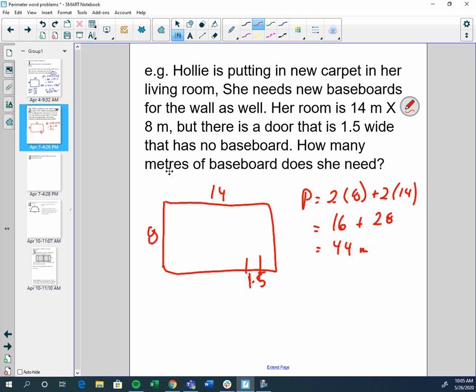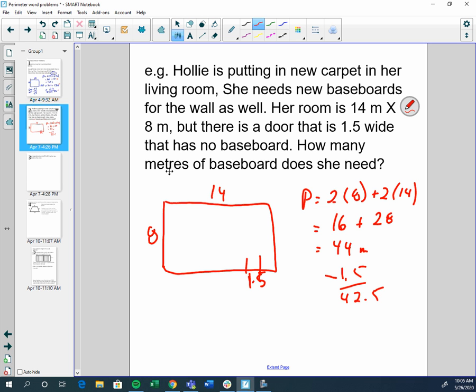Oh, I better do it on my calculator, I guess. I did it in my head. 44 is right. Oh, but let's not forget to subtract the 1.5, which of course is 42.5. I'm not sure why I need the calculator for that. So she would need 42.5 meters of baseboard.